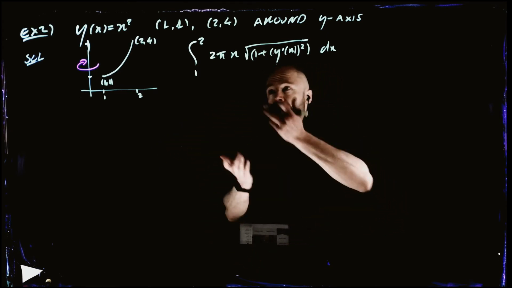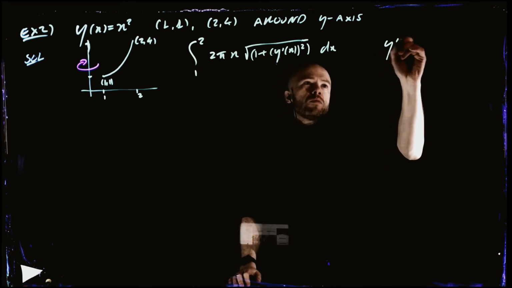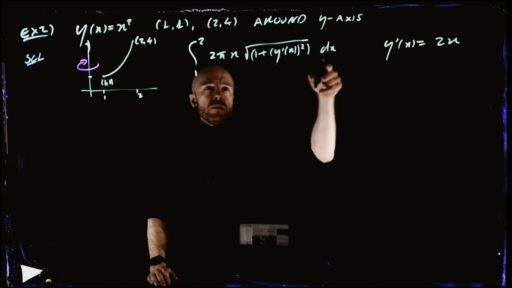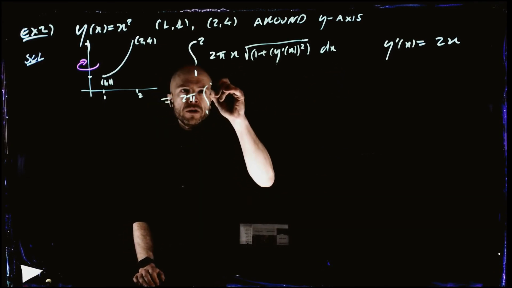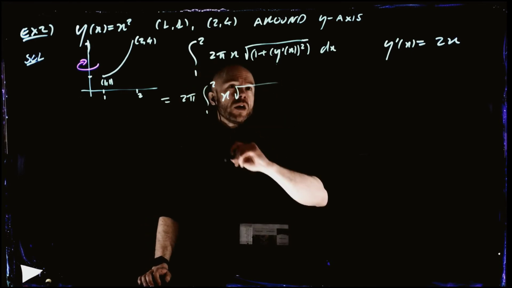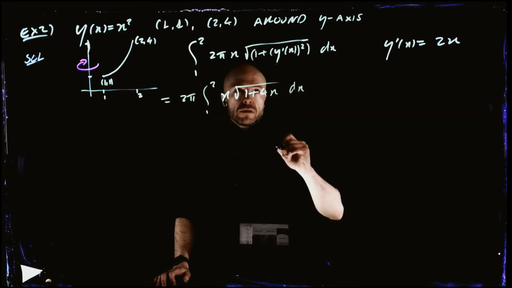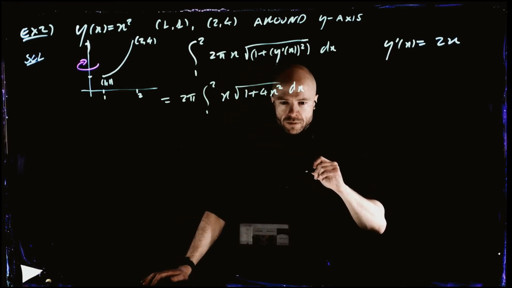Then we just need to find the pieces. We differentiate this: y prime of x is equal to 2x. Easy enough. So then put that in. Let's take out the 2 pi: the integral between 1 and 2 of x times the square root of 1 plus 4x squared dx.